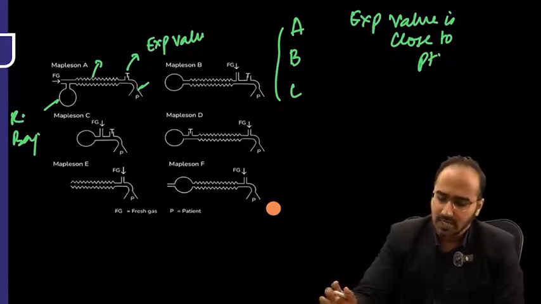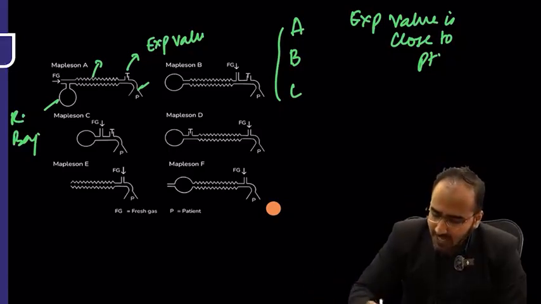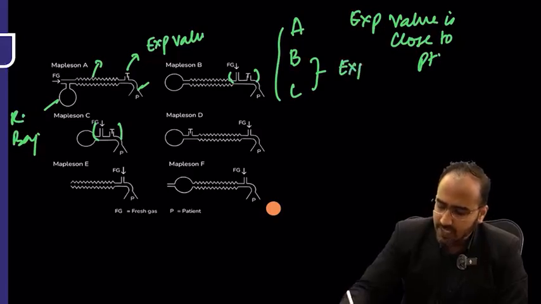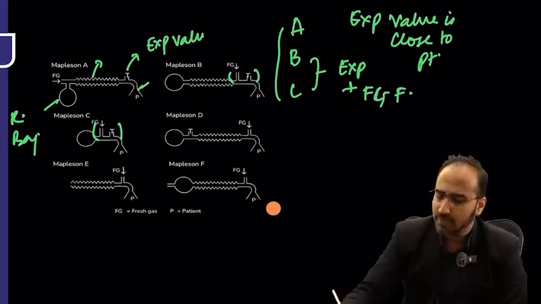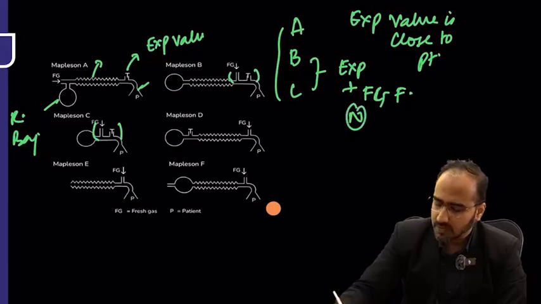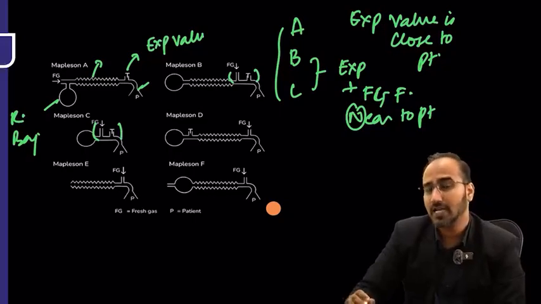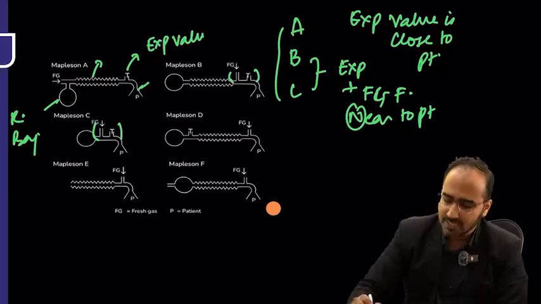B and C. But if the expiratory valve and fresh gases are close, then it is B and C. Okay? If the expiratory valve plus fresh gas flow is near to the patient, then it is B and C. A, B and C, the expiratory valve is close, and if it is expiratory valve plus fresh gas flow near, then it is B and C.